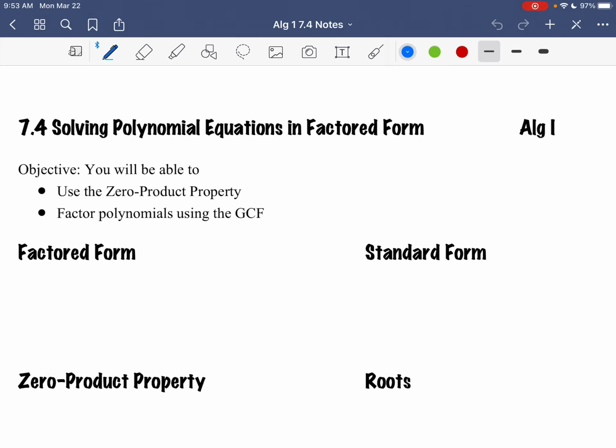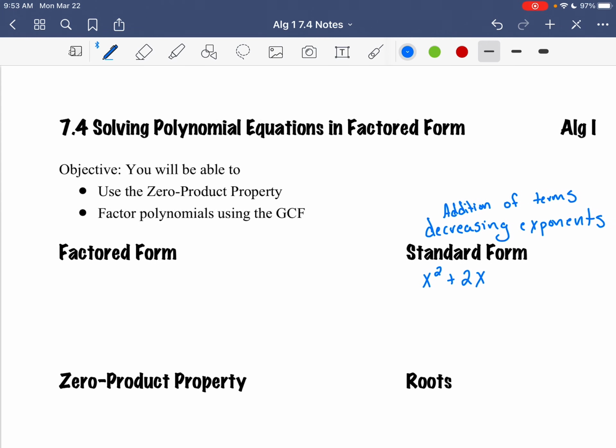We talked about standard form before. Standard form is where we have decreasing exponents. We want the exponents to go from greatest to least, decreasing, and just show the addition of terms. We want it strictly to show the addition of the terms or monomials. For example, x squared plus 2x is in standard form. Okay. But what we'll see here in a minute is sometimes we prefer these in what we call factored form.